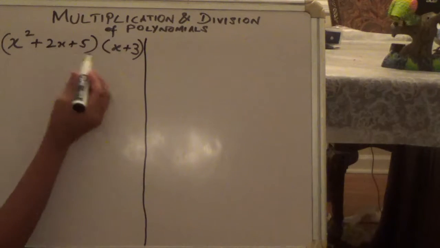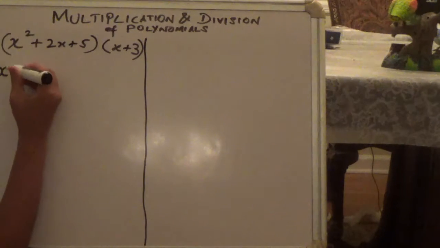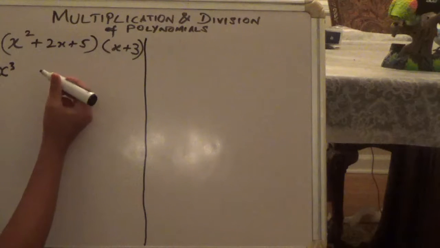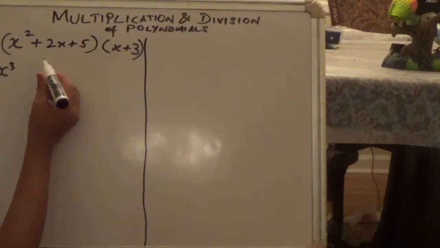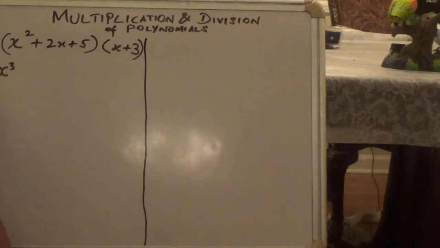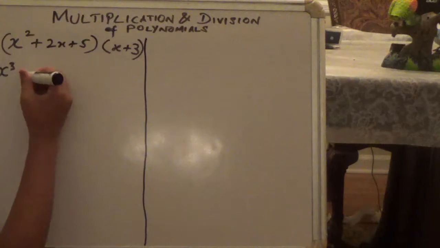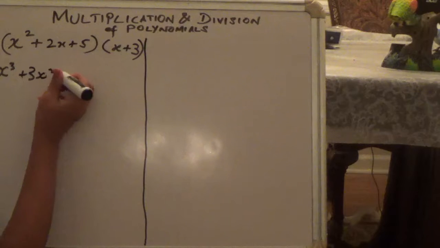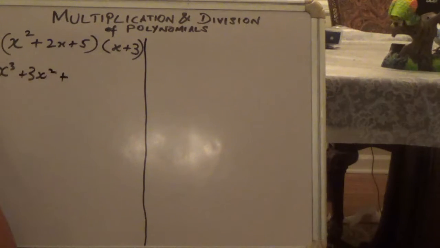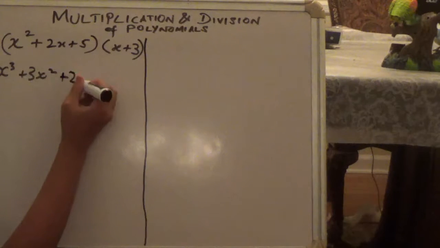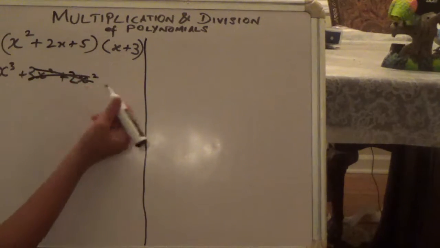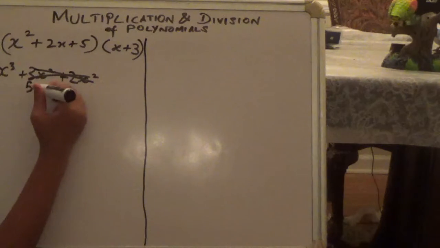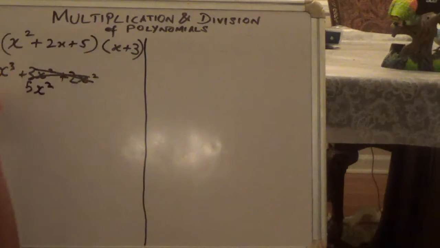Okay, so x squared times x is just x cubed. And then x squared times 3 is 3x squared. And then 2x times x is 2x squared. So we can combine them: 3x squared plus 2x squared is 5x squared. Okay.